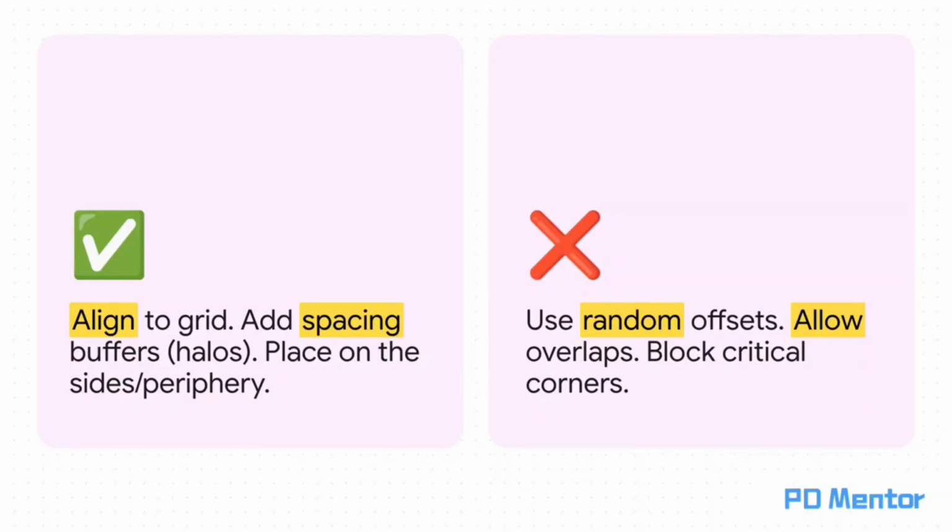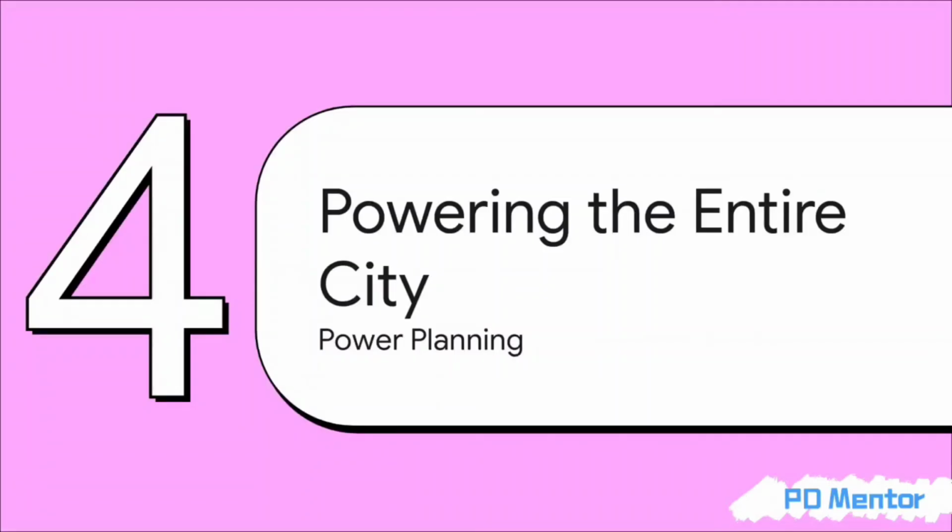It's a simple do versus don't. You absolutely do want to align your macros to a nice, clean grid and give them proper spacing. What you absolutely don't want to do is just toss them in randomly, letting them overlap or block critical pathways. It's really the difference between a well-planned, functional city and just total chaos.